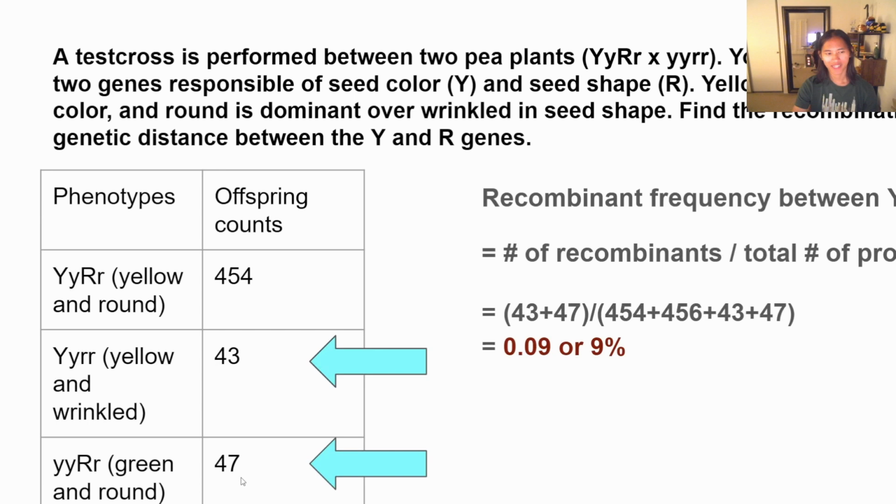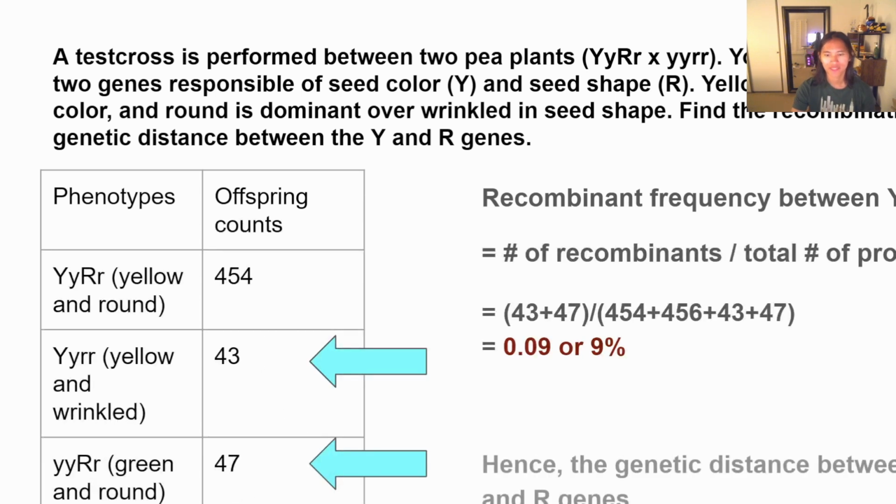So we find these, we sum these two together, and then we divide it by the amount of progeny in total. And we will find out that about 9% of the progeny is going to be recombinant. As such, the genetic distance between Y and R genes is found by multiplying this frequency by 100, which leads us to 9 centimorgans, right?